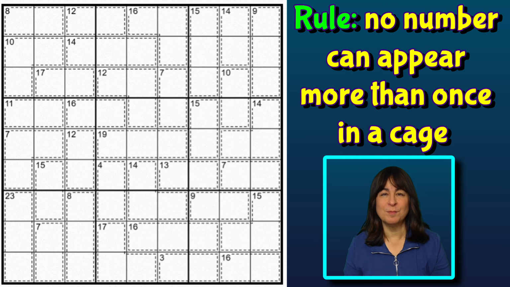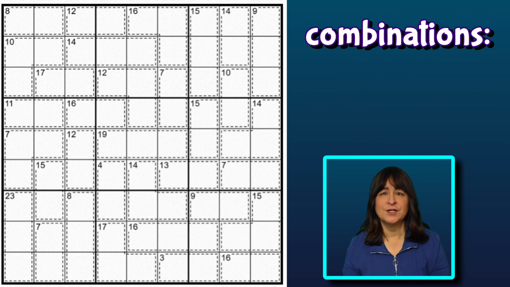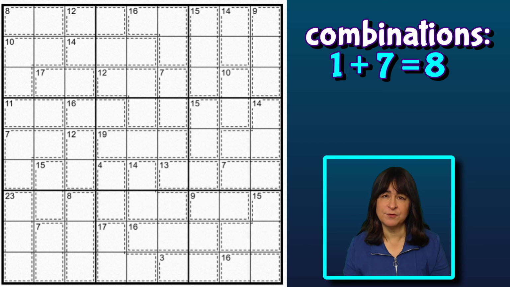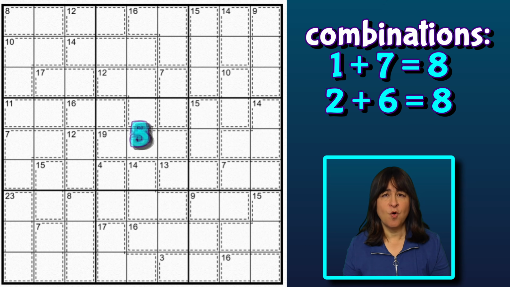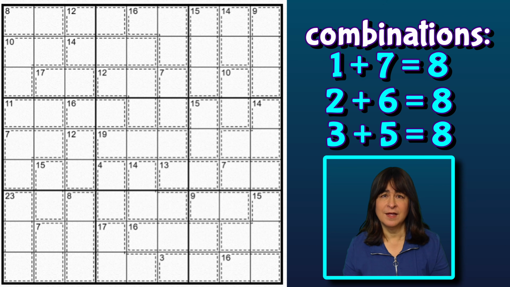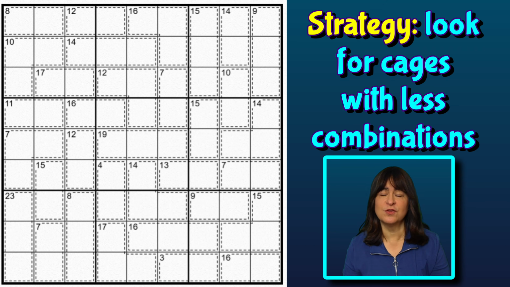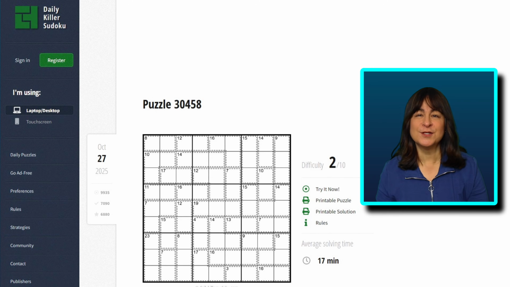That brings us to one more rule, and this is important. No number can appear more than once in a cage. So the numbers for this cage can only be a 1 and a 7, a 2 and a 6, or a 3 and a 5. That's too many choices, so the first strategy in Killer Sudoku is to look for cages that have less choices. Make sense?